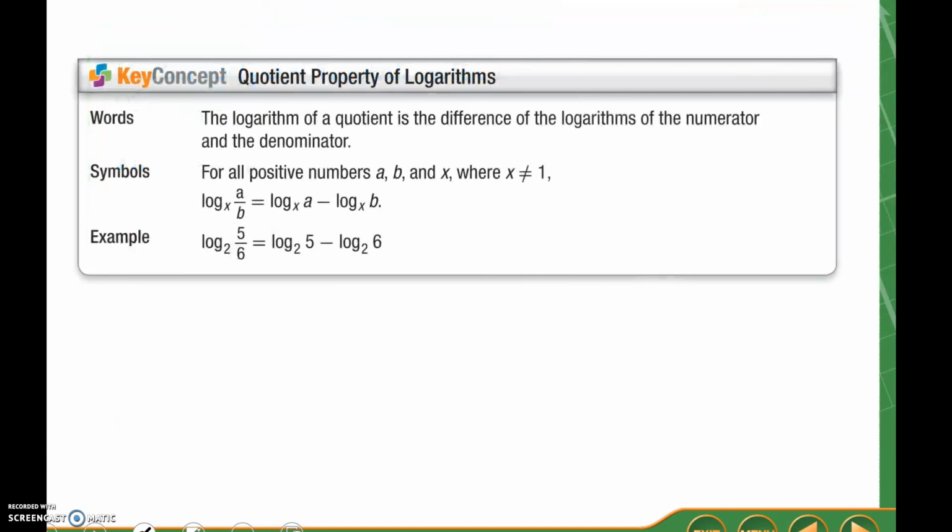All right, let's look at the quotient property, because we looked at multiplying. The quotient property of logs is subtraction. The opposite of addition is subtraction, the opposite of multiplication is quotient. So if I have division, I can subtract the two, and that would be the same thing.